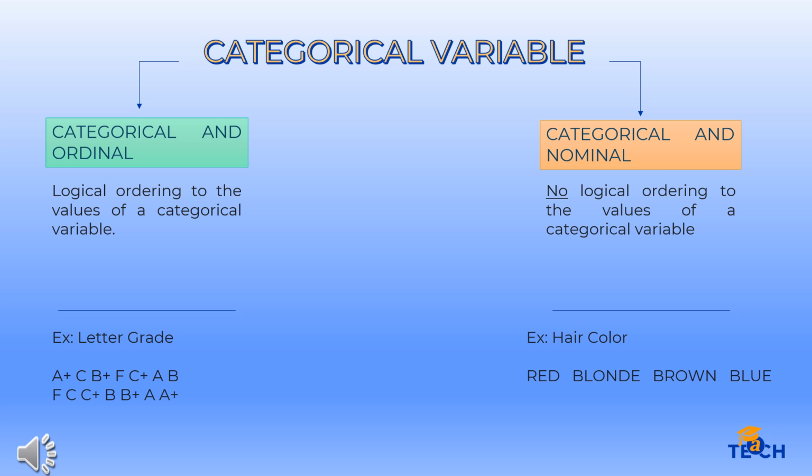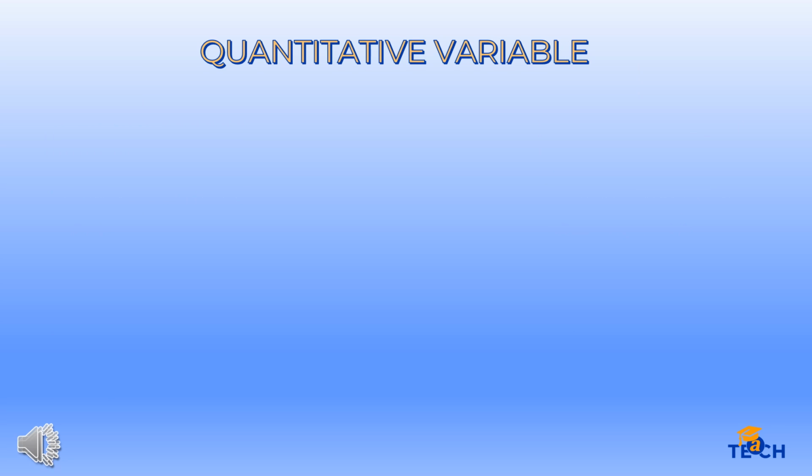An example of this would be hair color. Depending on our sample, we could have people with red hair, blonde hair, brown hair, or even blue hair. Although we can arrange these values in alphabetical order, there is no logical ordering with respect to the actual values itself.